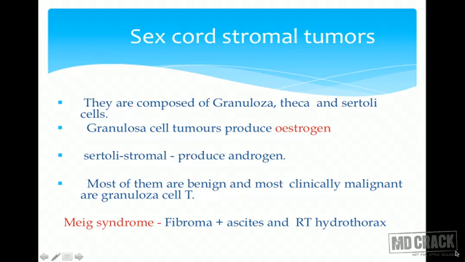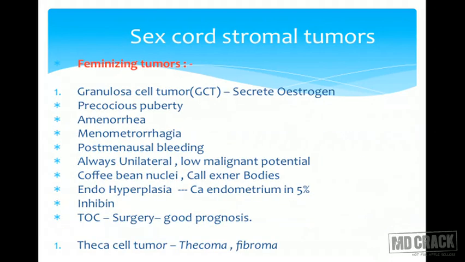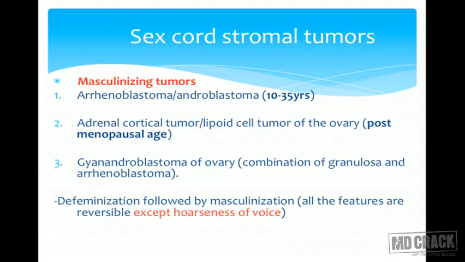Meigs syndrome is seen with fibroma plus ascites plus right hydrothorax. Sex cord stromal cells can have masculinizing tumors as well as feminizing tumors. If they secrete androgen, the patient would have features of masculinization. These are arrhenoblastoma and androblastoma. These tumors are seen commonly in the 10 to 35 years age group. Adrenal cortical tumor or lipoid cell tumor of the ovary is seen in the postmenopausal group. Gynandroblastoma of the ovary is a combination of granulosa cell tumor and arrhenoblastoma. There would be signs of defeminization followed by masculinization.